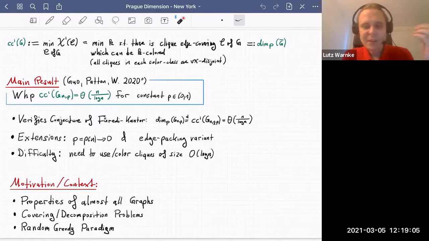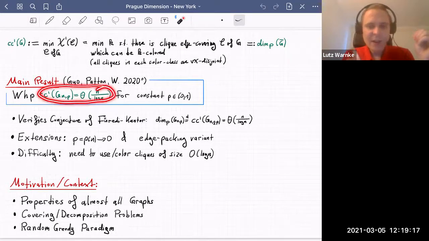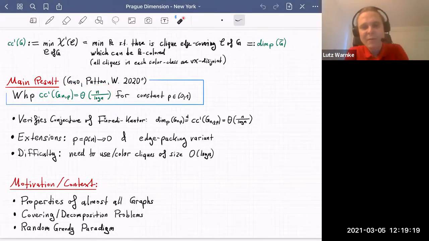The significance is that there are graphs where, in the worst case, this parameter, this clique chromatic index, can be of order n. So what this result is telling you is that for almost all graphs, you're very far away from this extreme behavior. You're significantly smaller than this worst case behavior.